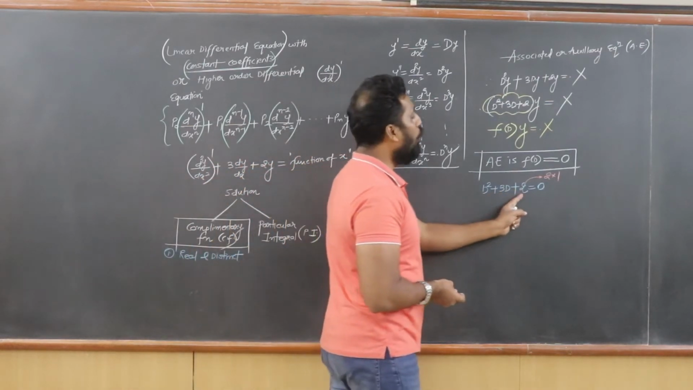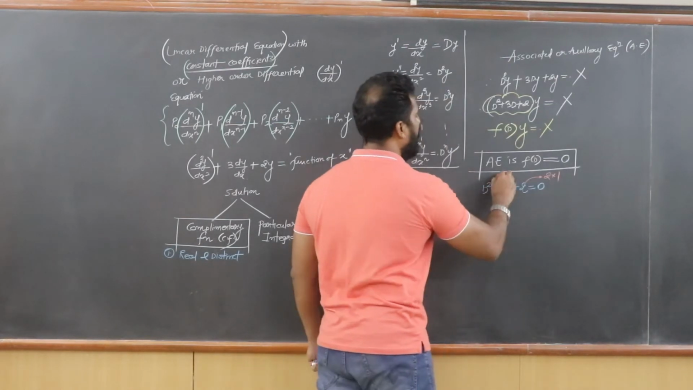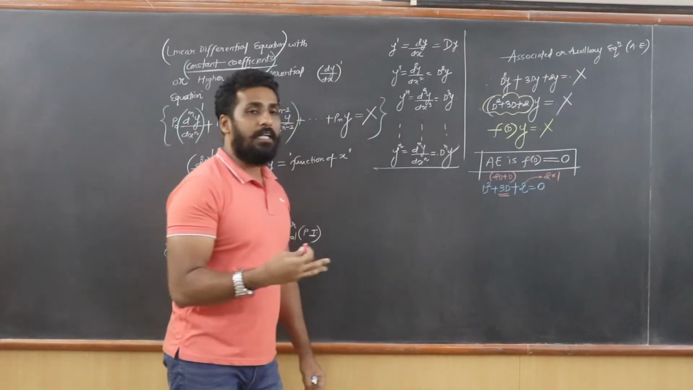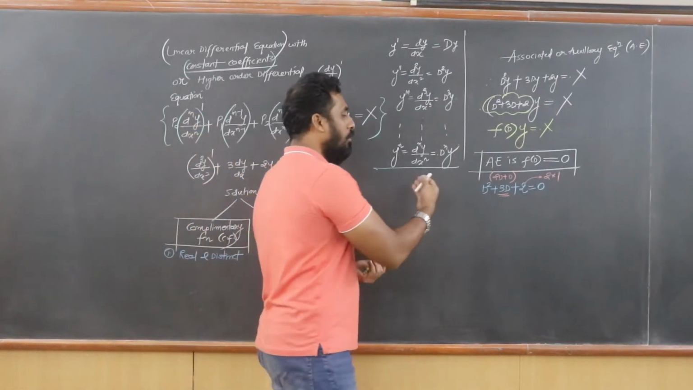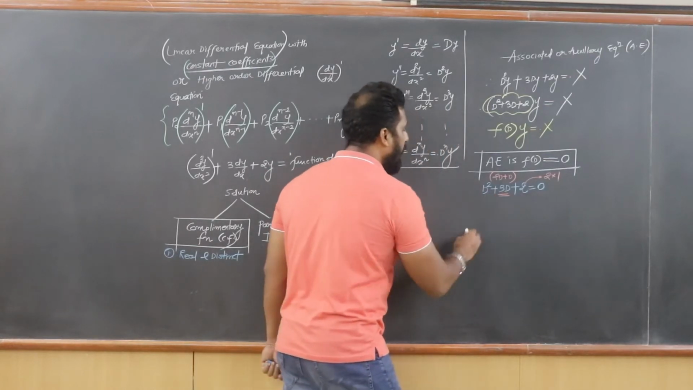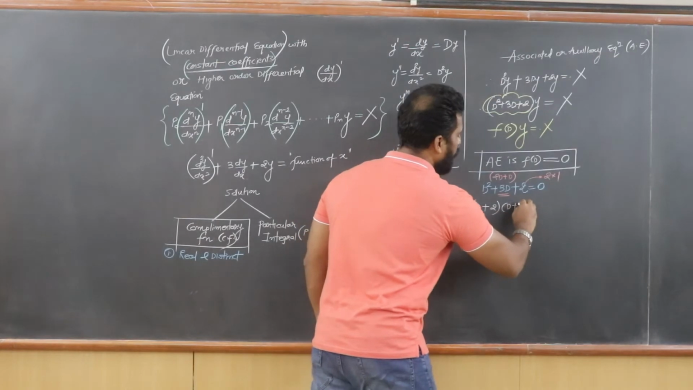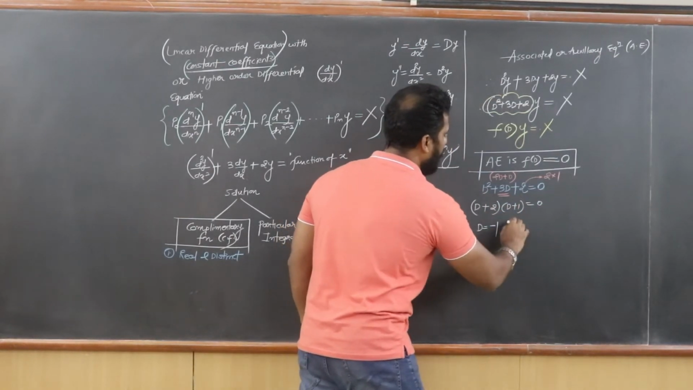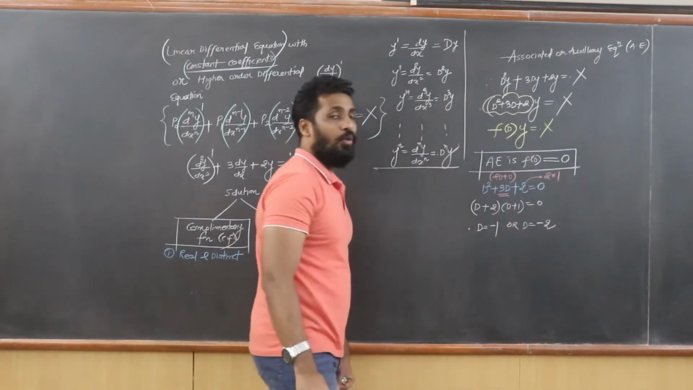So as I said, 2 can be factorized as 2 into 1, and this 3D can be written as 2D plus D. In our lower standards, we have seen how to factorize equations, so at this moment we need not show each and every step. We can directly write the factors: D plus 2 and D plus 1 equal to 0. Therefore I get D is equal to minus 1, or D is equal to minus 2.